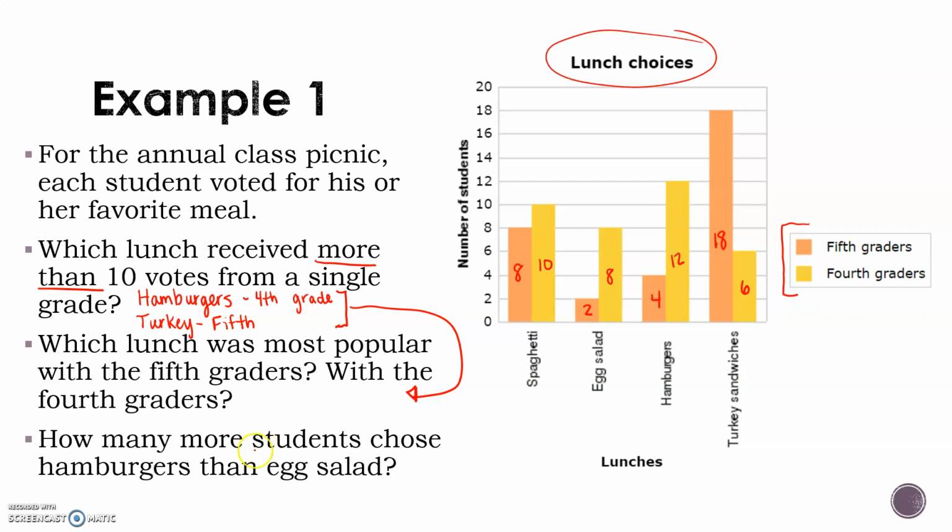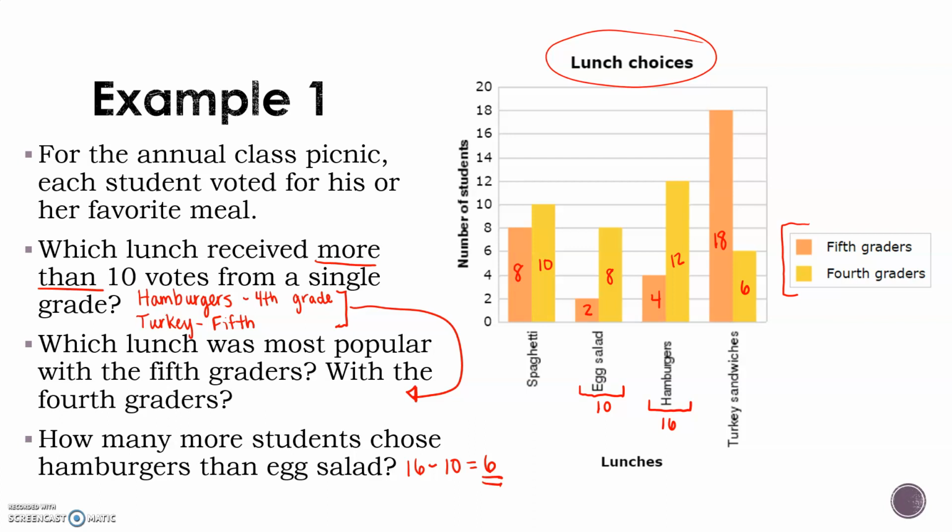It says how many more students chose hamburgers than egg salad? So what I'm going to do, it says more students. It's not talking about one particular grade. So for egg salad, I had a total of 10 people want egg salad. And for hamburger, I had 16 people. If I'm adding these together, I get 8 plus 2 is 10, 4 plus 12 is 16. So I'm going to take 16 minus 10 equals 6. 6 more people wanted hamburgers than egg salad.